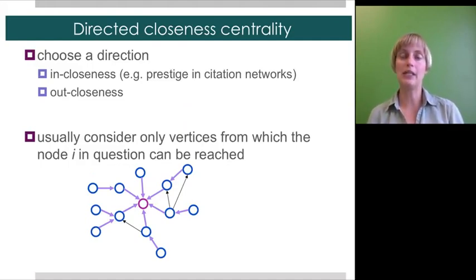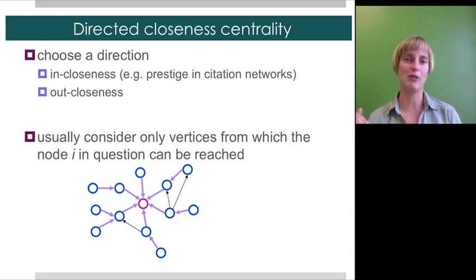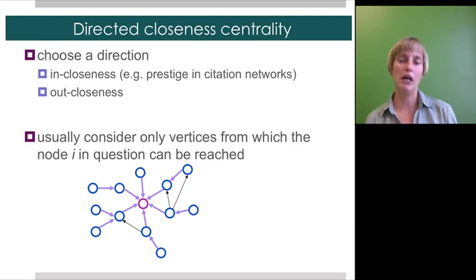You can talk about in-closeness or out-closeness, and typically you will only consider vertices that are reachable. Once you have a directed network, it's even more difficult for everything to be connected, because if you have the same number of edges and they're directed, you can only traverse them in one direction, right? You have about half the number of edges. So perhaps you're only calculating closeness from the reachable nodes.